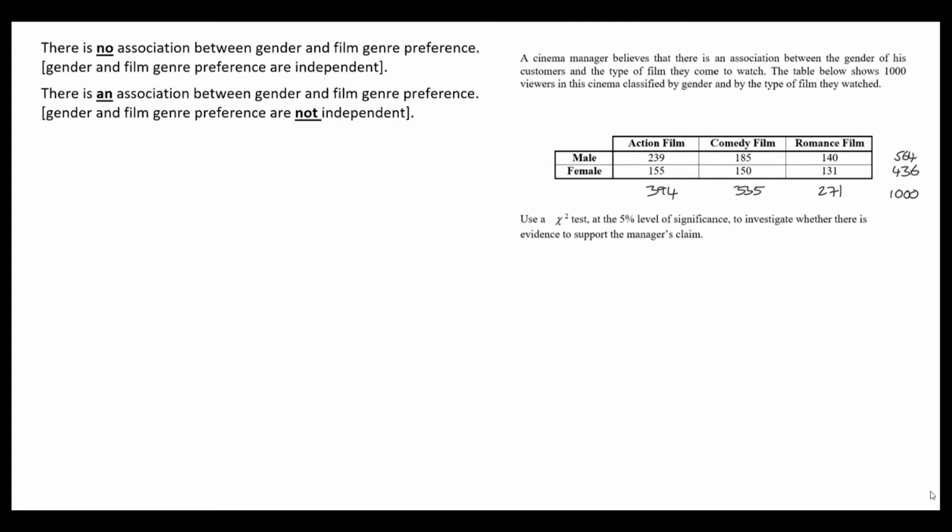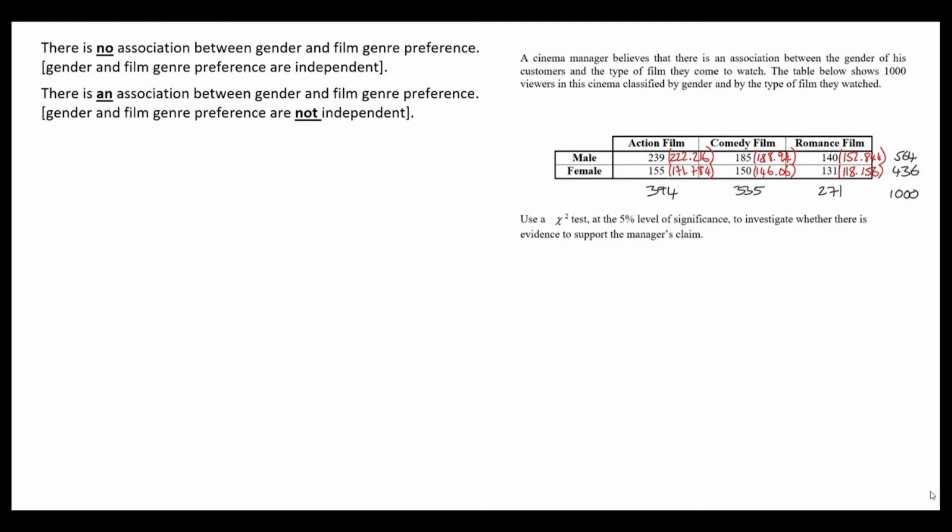Now I'm going to calculate the expected by doing column total times row total divided by the grand total. So starting with action films that were viewed by male customers, I'm going to do 394 times 564 divided by 1,000. And that's where we get 222.216. Okay, a similar thing for each of the other cells, and just in red, these are the expected values next to the observed values. Just have a quick look at whether or not these expecteds are far away from the observed values. That might give you some insight to the final result that we'll get.